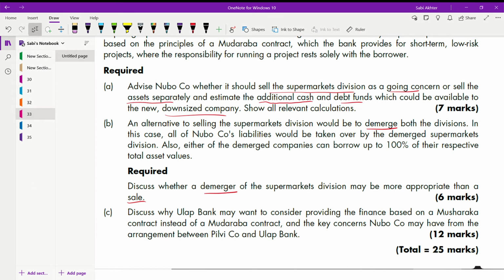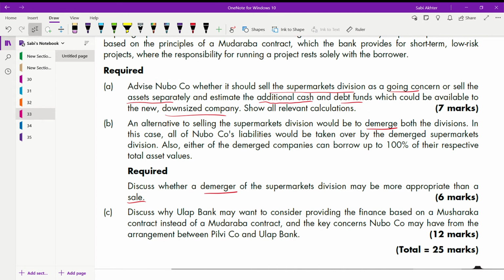See, everything from your section A, as I told you, section A is role of senior financial advisor. That is your theory part. This theory part comes in any section. It can come in your acquisition and merger, it can come in your risk management, it can come like this in reconstruction also.